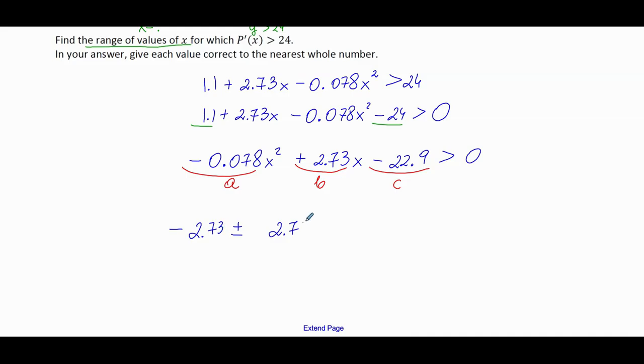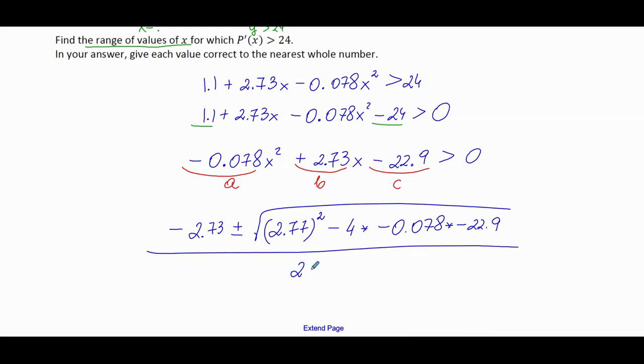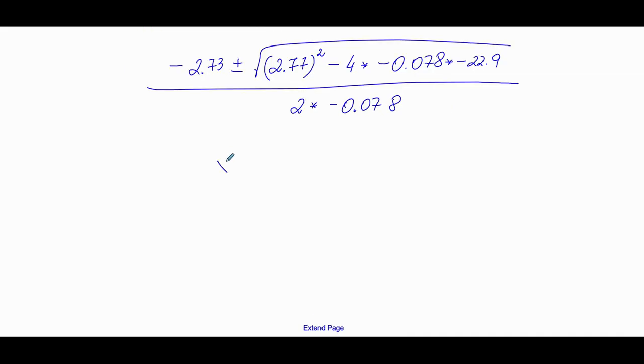So 2.73, and that is taken to the power of 2, minus 4 multiplied by the value of a, minus 0.078, multiplied by c, which is minus 22.9. All of that under the square root, and all that is on top of the fraction that is divided by 2 multiplied by a, which is minus 0.078. And we put all of that in our calculator, and we get two values of x. One value of x is 13.9, and the second value of x is 21.05.